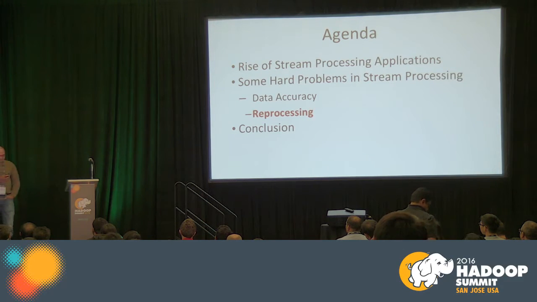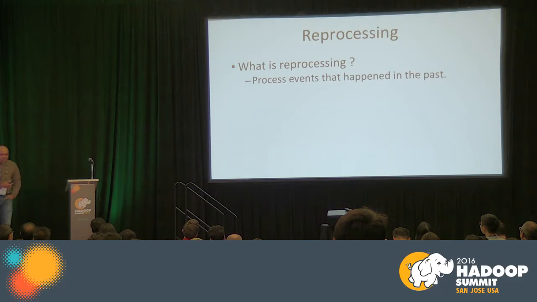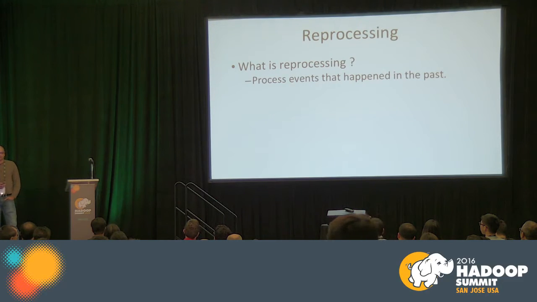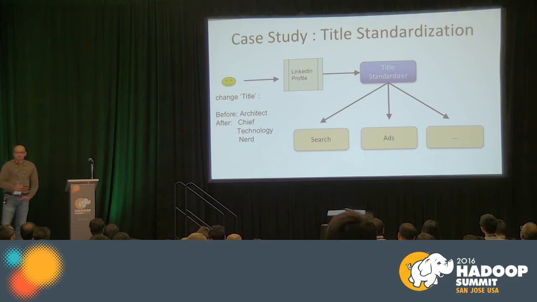All right, so let's dive into reprocessing. So, what is reprocessing? Typically, in a stream processing application, you're always current and you're processing events that are happening in real time. But what we call reprocessing is when you have to go back in time and process events that happened in the past. So we'll take an example to motivate this, and we'll talk about the different types of reprocessing and the challenges therein.